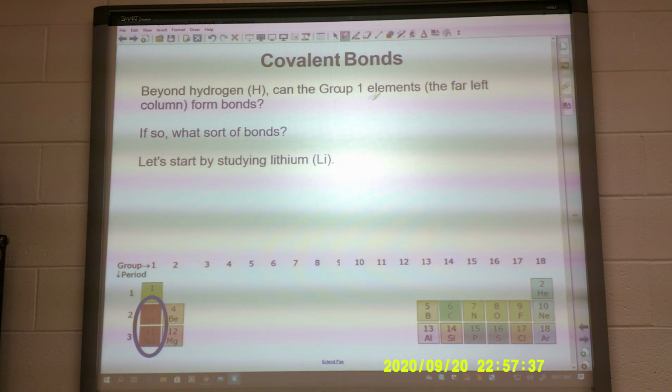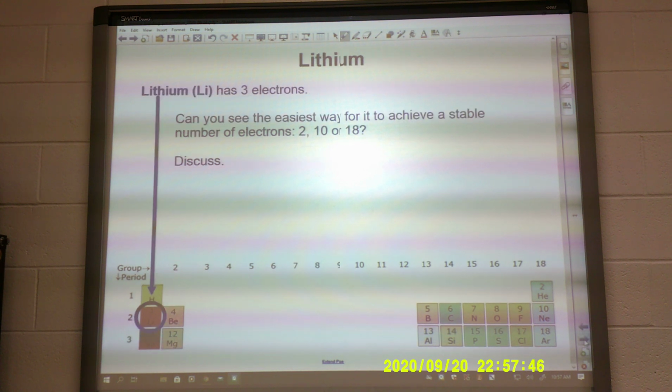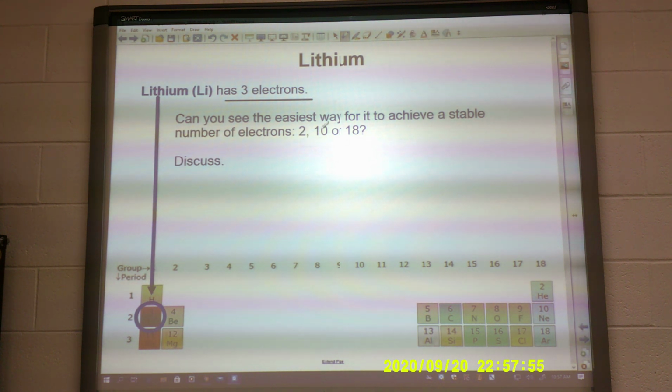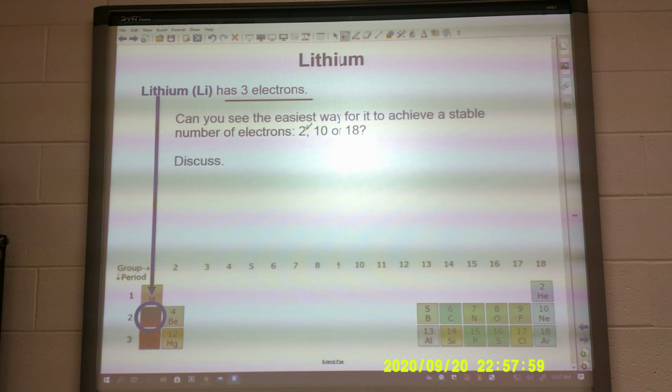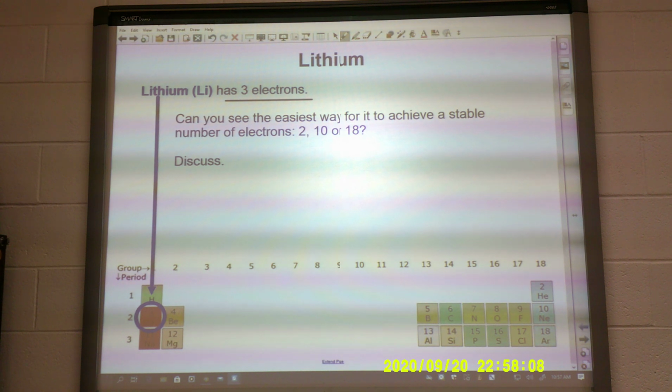Beyond hydrogen, group 1 elements, the far left column, form bonds. If so, what sort of bonds? Let's start by studying lithium. So Li, we're right here. Lithium has 3 electrons. Can you see the easiest way for it to achieve a stable number of electrons? To get to 2, to 10, or to 18? I would think it's closer to 2 than it is to 10 or 18. So how in the world could we get lithium to have 2 electrons instead of 3?